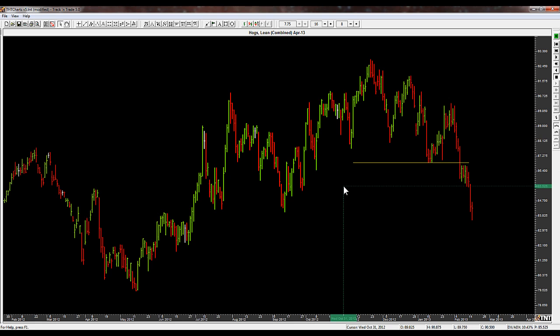So there you have it, the concept of a test and retest. Support becoming resistance and resistance becoming support. It's one of the founding principles of support and resistance trading, and it is so simple that anyone can do it, and you can do it without any indicators or anything else on your chart.